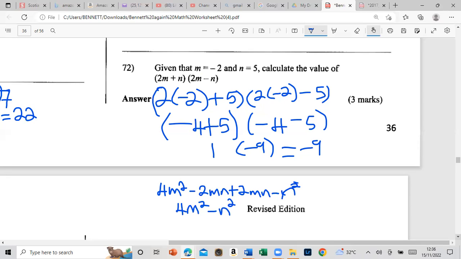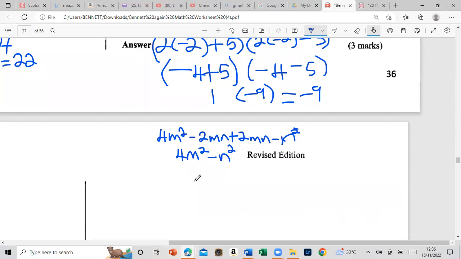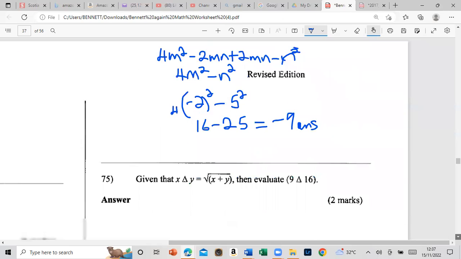So let's put in the numbers now. m is negative 2, so that's 4 times negative 2 squared minus 5 squared. This will give us 16 minus 25. Still works out to negative 9. Alright, so guys, it doesn't matter which way we do it, it's still negative 9. Alright, let's move on to this next one.